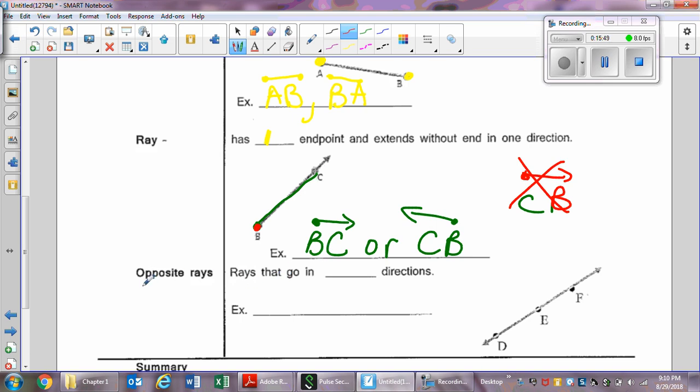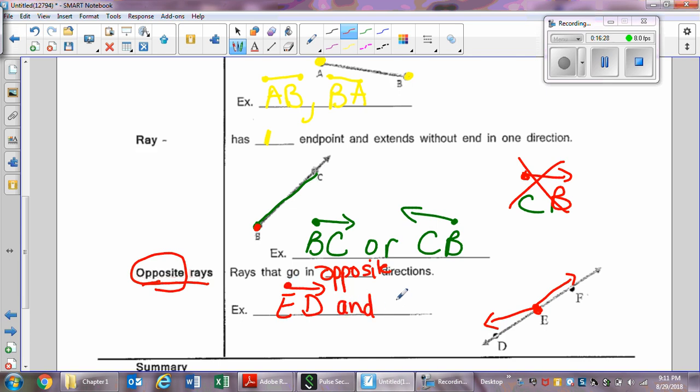And what is opposite rays? This is the last definition we're going to go over. Rays that go in opposite directions. As the word itself says, they go in opposite directions. That means they have the same initial point, but they're going in opposite directions. So in this case, the one in the middle is E, so one goes from E to the F direction, and the other one goes from E to the D direction. So make sure E is the initial point. One goes to D, so you're going to write it this way, ED, and EF are opposite rays.